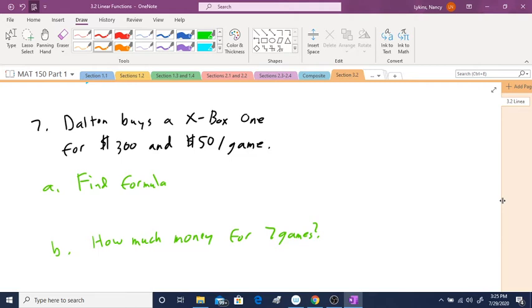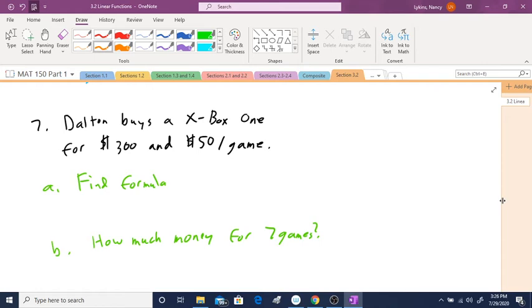But in this case, if I ask the class how many own games, a lot of us are probably going to raise our hand, which is fine. So anyway, let's just say Dalton buys an Xbox One for $300, and each game costs him $50. Let's just say that this is a flat value. There's no tax or anything. I'm trying to make this as simple as I can.